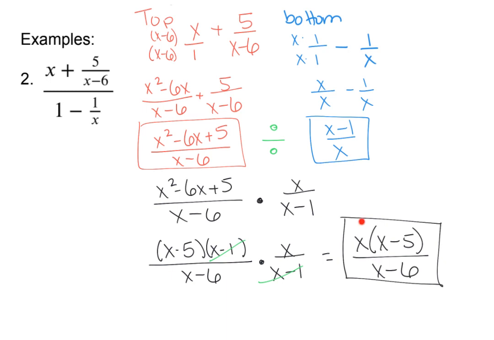Again, we cannot cancel this x with this one. He would be eligible to cancel because he's a GCF, but he's part of a bigger factor of x minus 6. So yep, I think we're done.